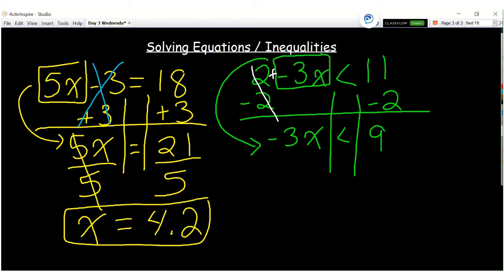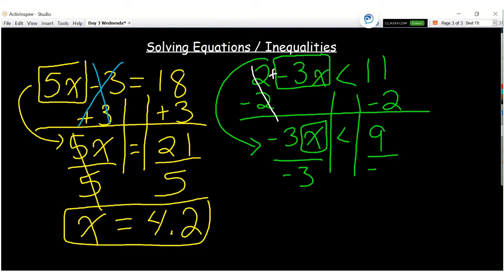All right, now I box in my variable. Actually, I forgot to do that in the last one. But I want to box in the variable, and I want to get rid of that negative 3 that's in front of it. Right now it's a coefficient, so it's being multiplied. I want to divide by negative 3.